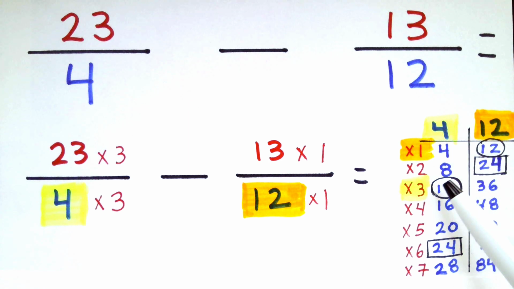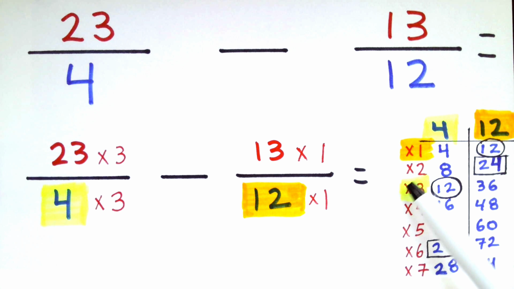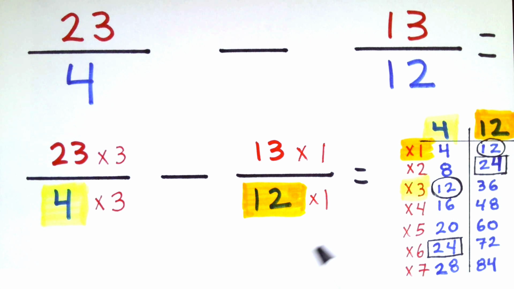So you want to choose the smaller of the two products, 24 or 12. I will choose 12. That way, most likely, I'm not going to have to reduce my final answer. So 4 times 3 is 12, so I'm going to multiply top and bottom by 3. 12 times 1 is 12, so I'll multiply top and bottom by 1.